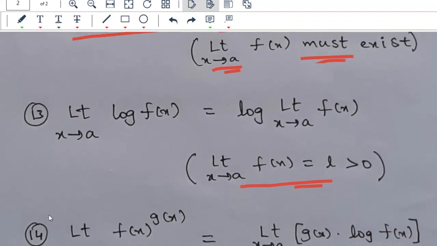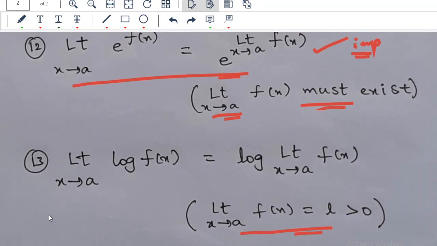So this is it for this lecture, and in the next video we will be learning some more important formulae.